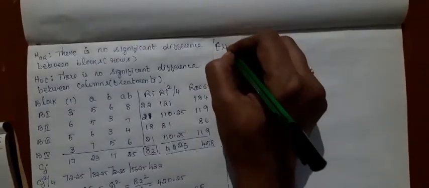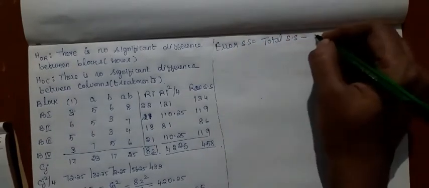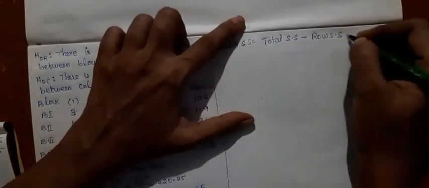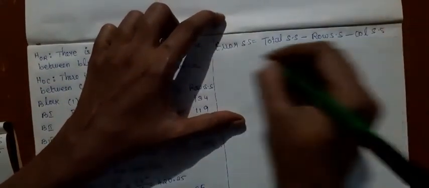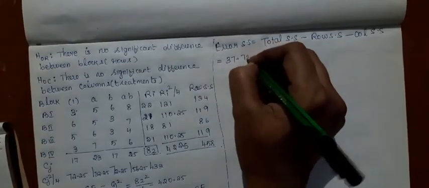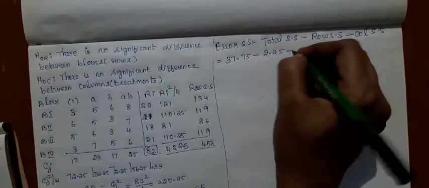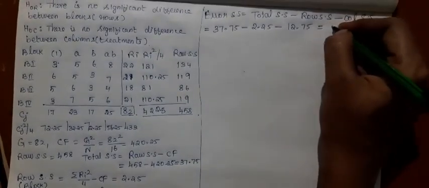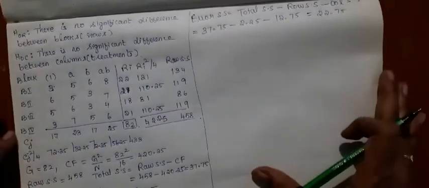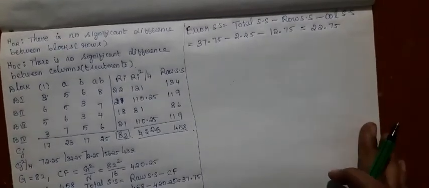Now let us compute error sum of square, which is total sum of square minus row sum of square minus column sum of square. 37.75 minus 2.25 minus 12.75, right? So do it with your calculator. You get 22.75. Now with this the calculation for two-way classification is over, but we have 2 square factorial design, right?